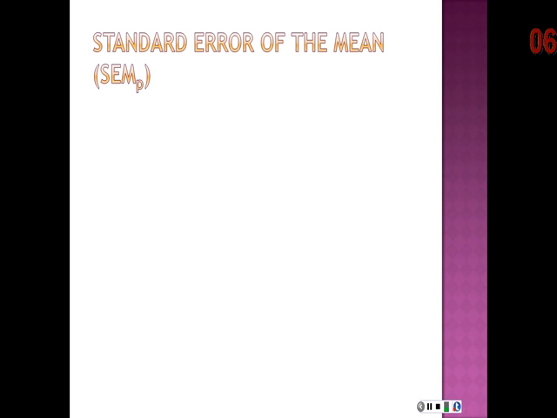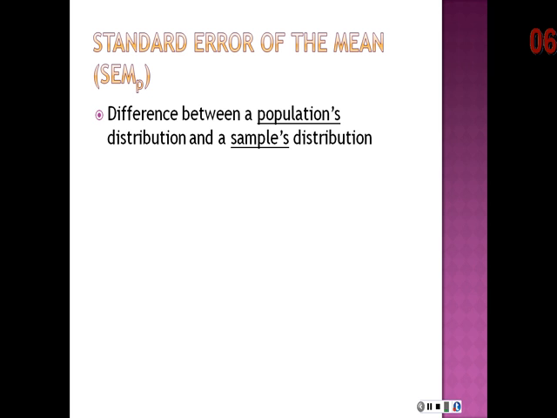And so this is where the standard error of the mean comes in. The standard error of the mean is a calculation that describes the difference between the population's distribution and the sample's distribution, and we can create an estimate based on that. The calculation for the standard error of the mean is the standard deviation of the population divided by the square root of the sample size. This is the calculation for the standard error of the mean, and we'll put this in application in a minute.